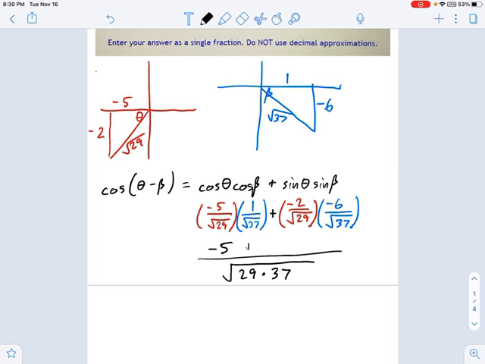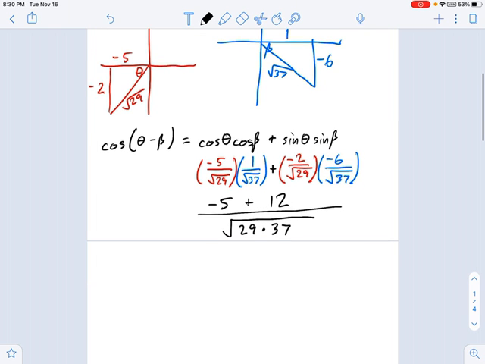-2 times -6 is just 12. So I can call this, what is this? Just 7 over, can we simplify that? Let's see. No, we can't simplify that. That's just going to be 1073. There are no factors in here that are themselves square rootable. Is that a word? Right? 29 and 37 can't be square rooted, so their product can't be square rooted either.